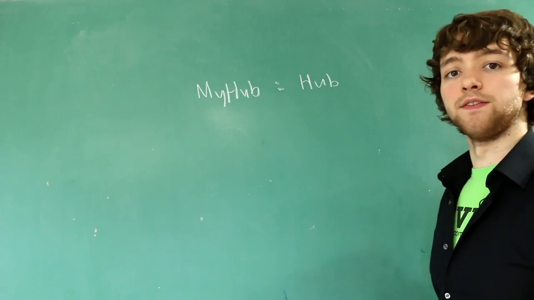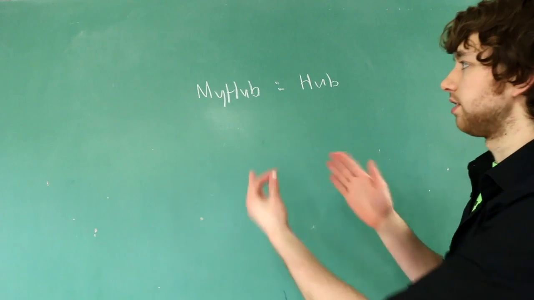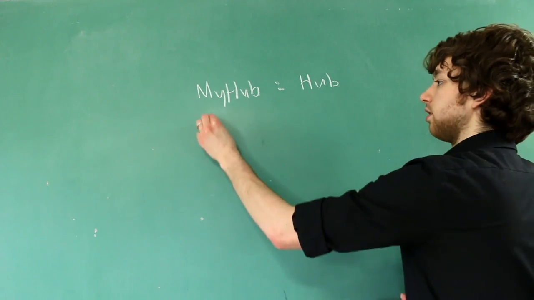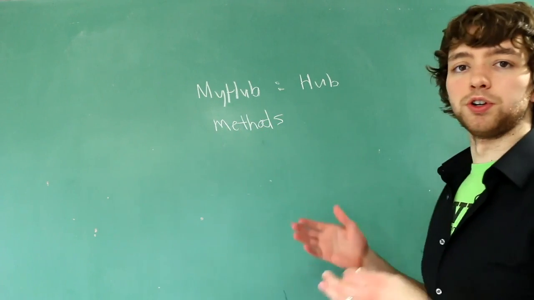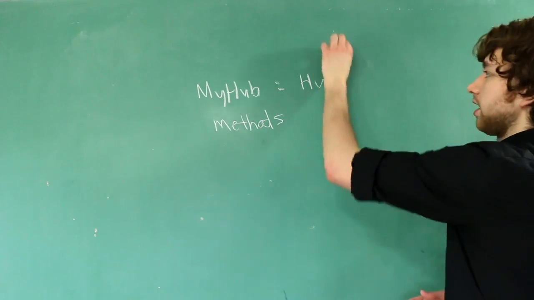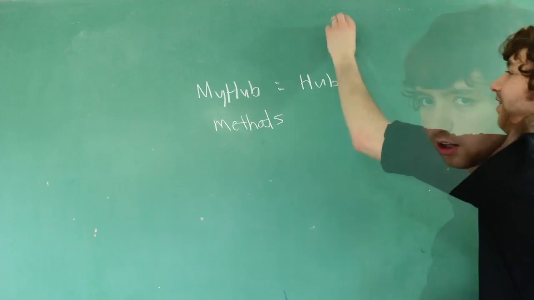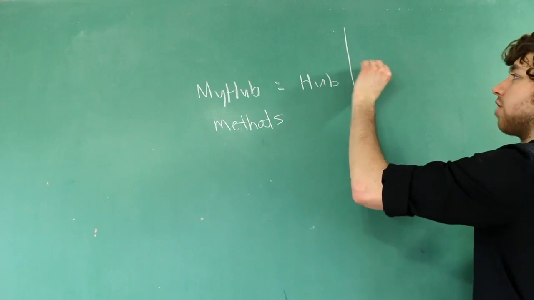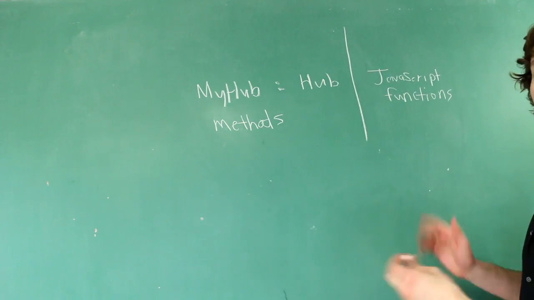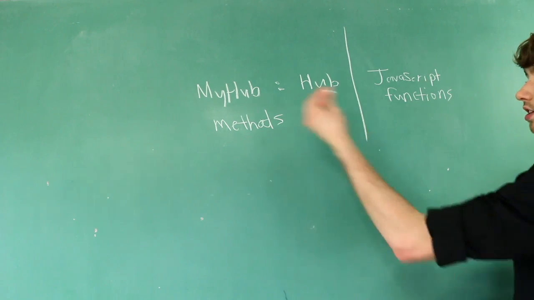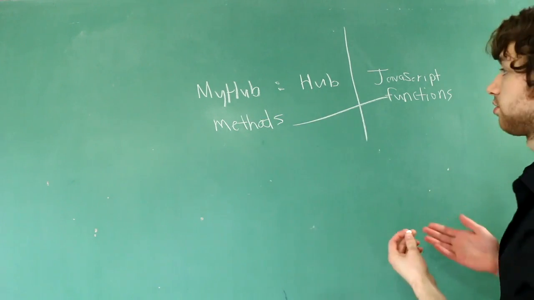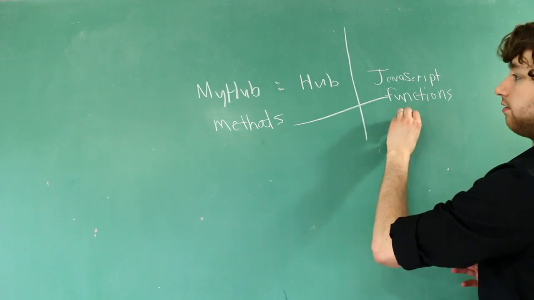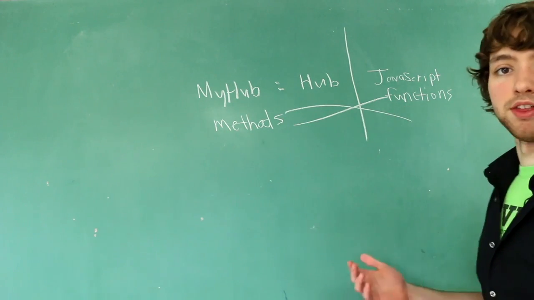On the server side of things, we have C#, and within this class we have methods. Well, on the client side, in this example, we're using JavaScript. So on the client side, we're going to have JavaScript functions. So with the magicness of SignalR, the server side can call the functions or invoke the functions, and the client can invoke the server-side methods.